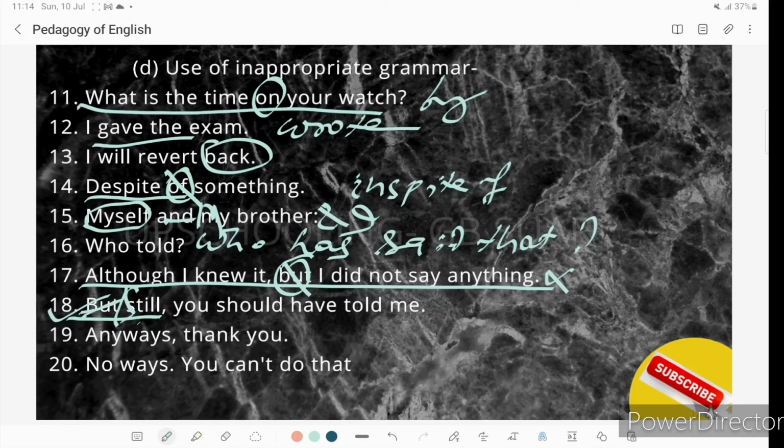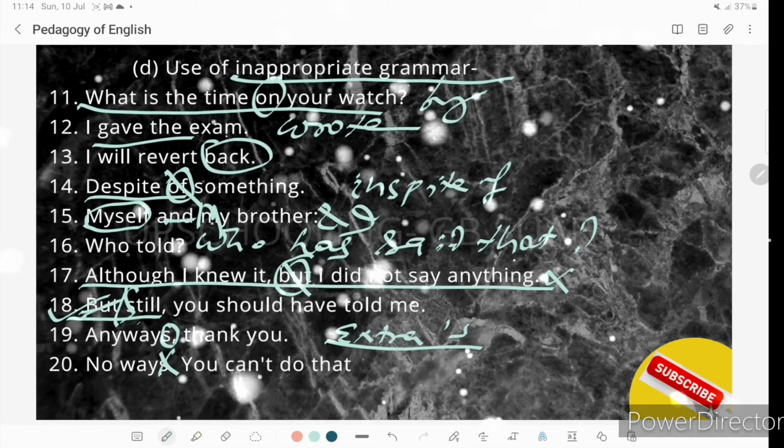Next is anyways, thank you. Anyways, this is an extra S. Extra S, ये नहीं चाहिए. This is also a mistake we commit as far as inappropriate grammar is concerned. Anyway, thank you. No ways भी हम बोलते हैं, no ways भी incorrect. It's no way, you can't do that.